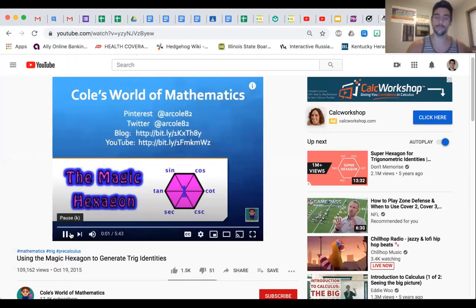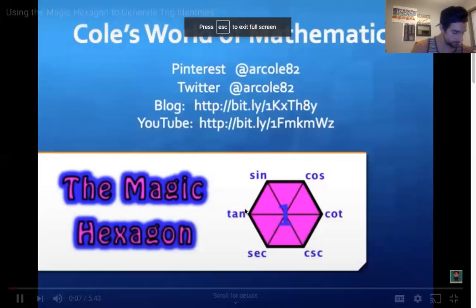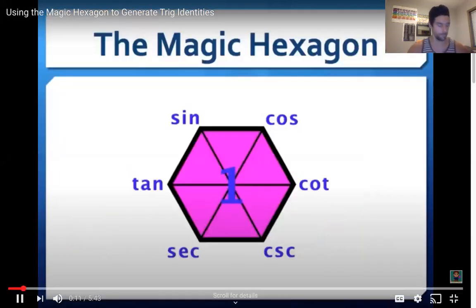Today we're going to take a look at a magic hexagon. And this magic hexagon is going to help us in generating all of our trig identities. Okay, so this is the magic hexagon that we're going to use. We're going to place a 1 in the center of the hexagon, and then we will place the 6 trig functions around the outside of the hexagon as shown in the picture.